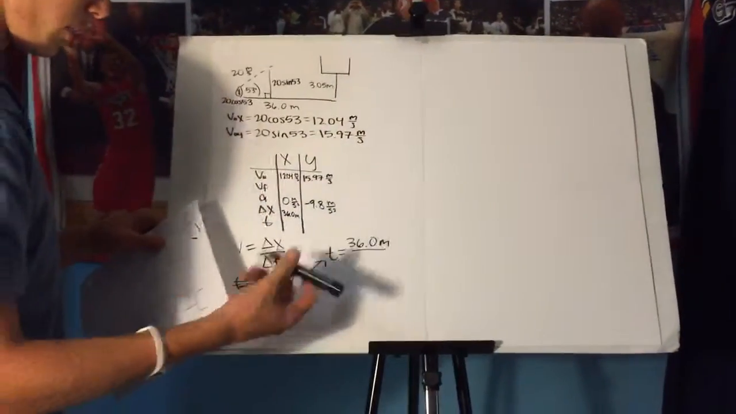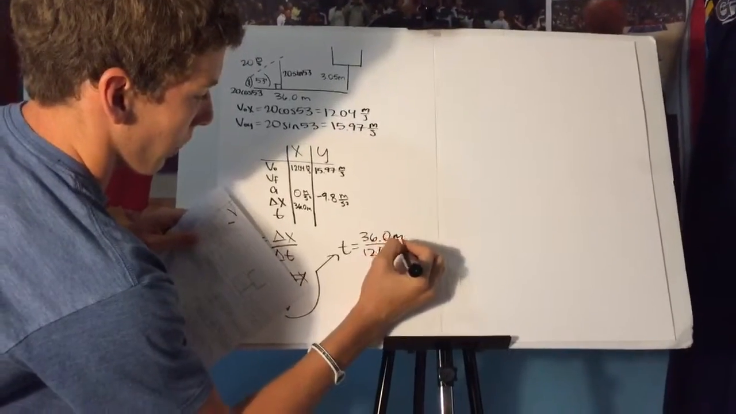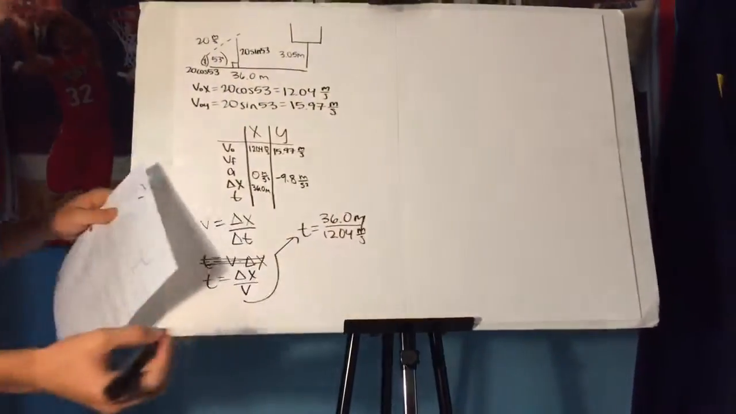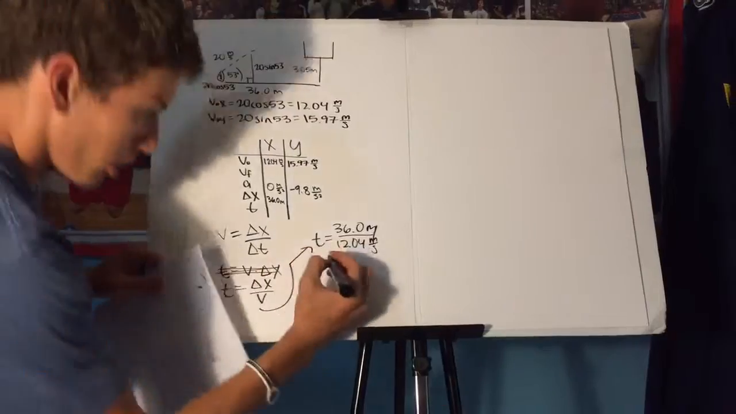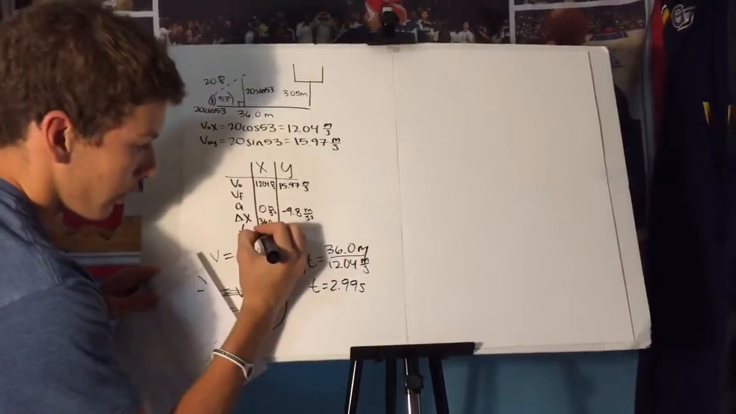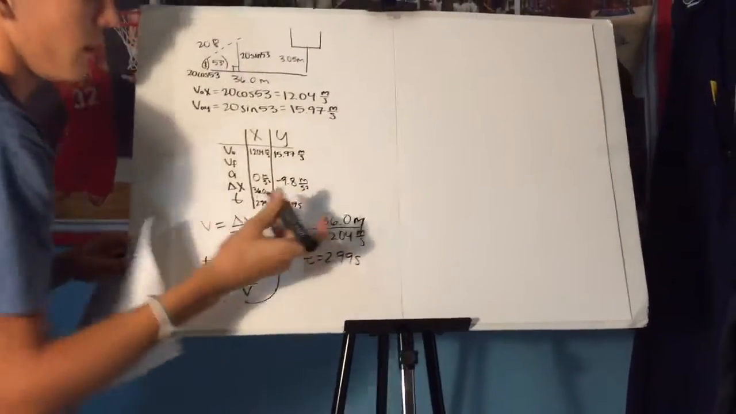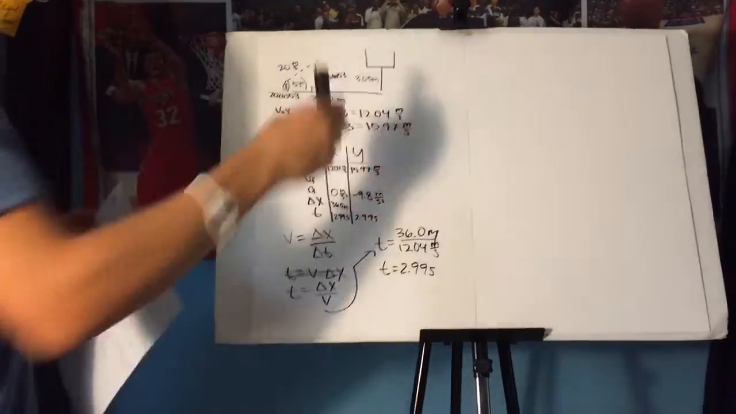over the velocity, which is 12.04 meters per second, as we solved earlier. So canceling out our units and just plugging into our calculator, we get t equals 2.99 seconds. And this is going to be true for both the x and y direction, as this is the time that the ball takes before it crosses.